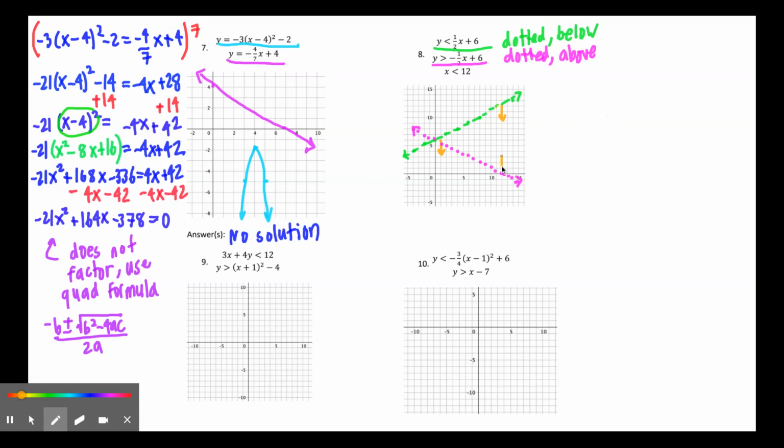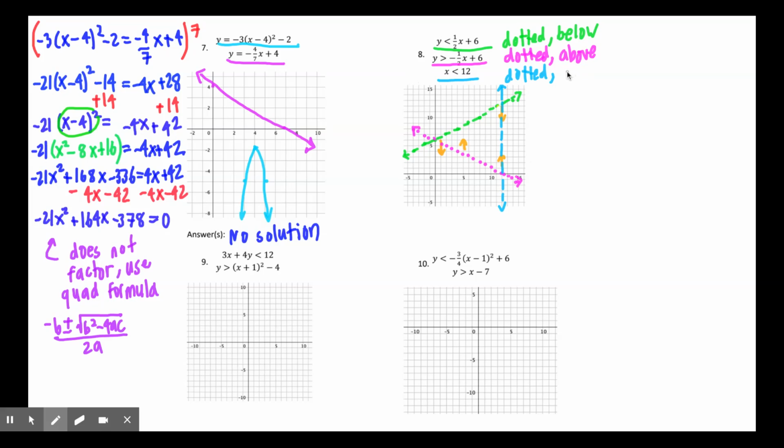So then that goes here. And then this last one, it's x is less than 12. So you want to find 12 on here. 1, 2, 3, 4, 5, 6. Okay, so then that's dotted. Oh, weirdly, I just drew my arrows over there. Dotted.